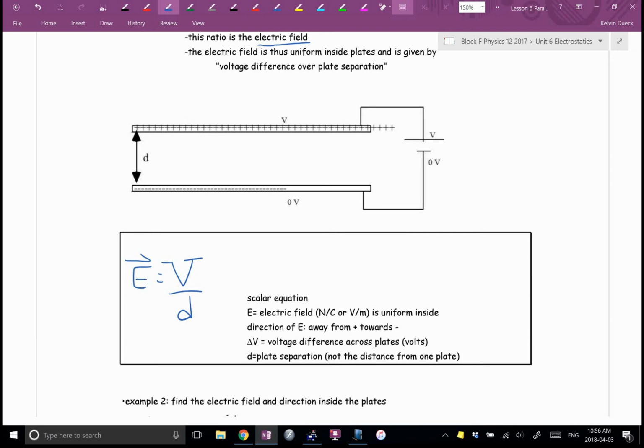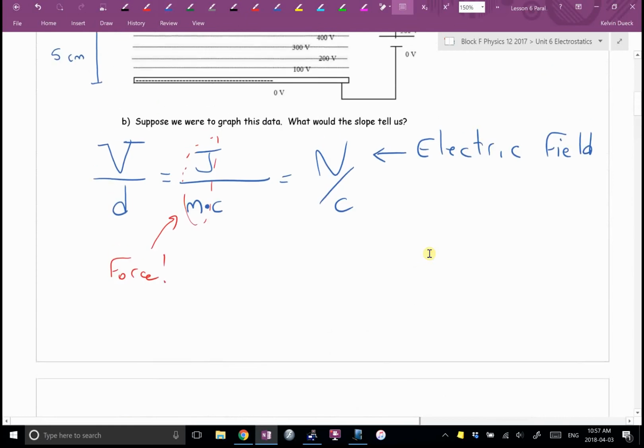Now you'll notice I didn't use R for distance, even though R is also measured in meters. Why not? I'm trying to help you realize that you don't use this equation for round point charges. You only use this equation when there are parallel plates. But this also gives us another unit for electric field. We already said electric field was newtons per coulomb, but I guess it's also volts per meter. And we just did the derivation right there.